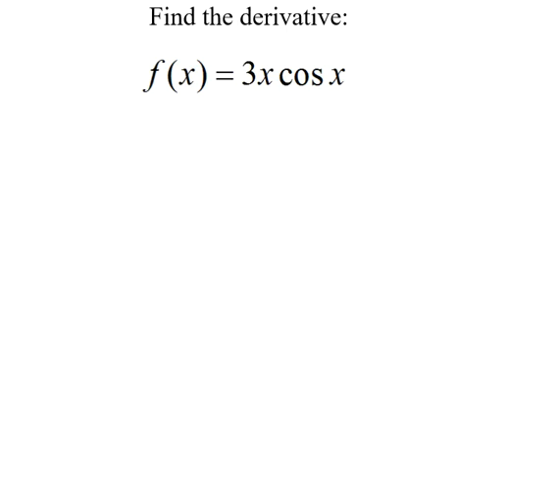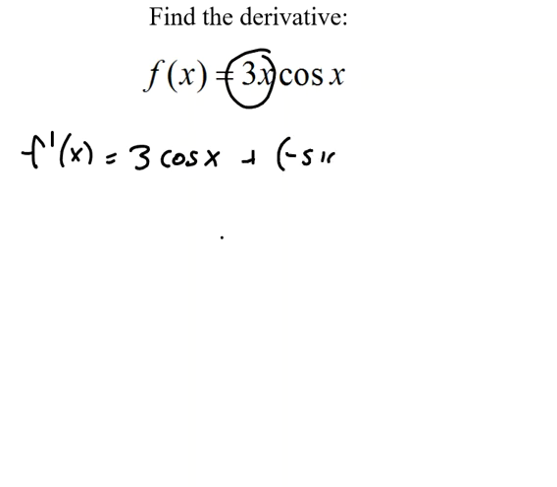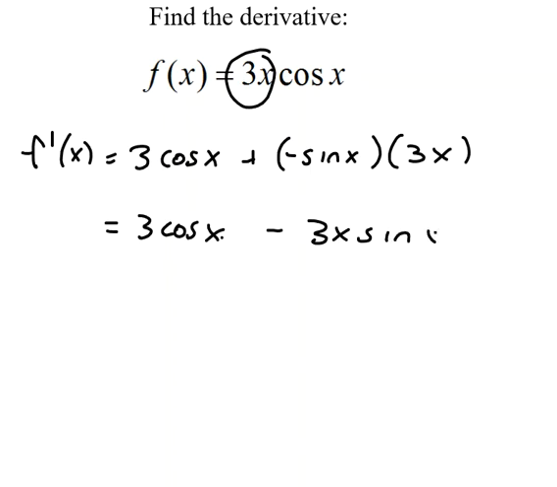We can also combine this with the product rule and have something like this, where we have f prime of x is equal to the derivative of u, 3, times v, plus the derivative of v, which is negative sine x because the derivative of cosine is negative sine x, times u. So we have 3 cosine x minus 3x sine x.